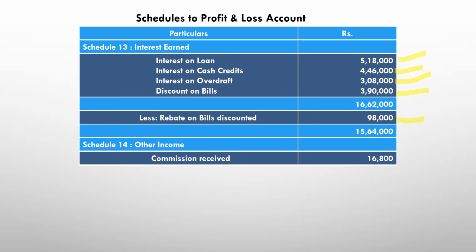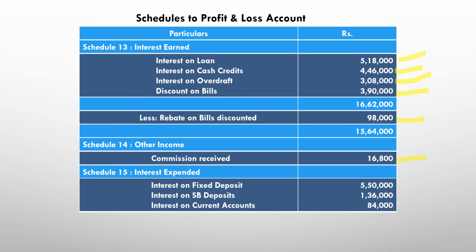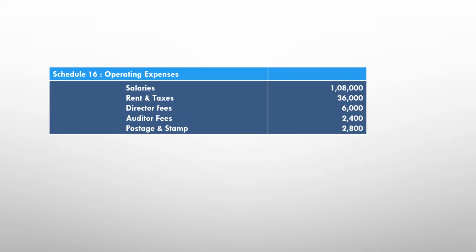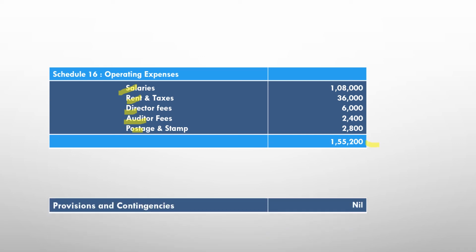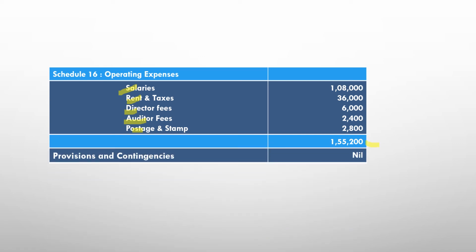Schedule number 14, other income, commission received 16,800. Next, schedule number 15, interest expended, again three amounts: 5,50,000, 1,36,000, 84,000, total 7,70,000. Next, schedule number 16, operating expenses. Here all the items are not there if you compare with the 2019 question paper. Only five items are there: salary, rent, director fees, auditor fees, postage and stamp. The total comes to 1,55,200. Provisions and contingencies are not given in the problem, so nil.